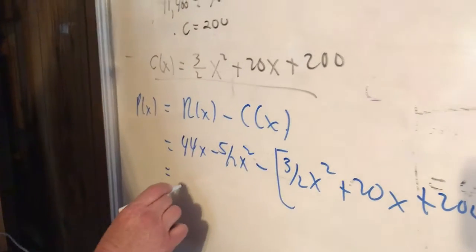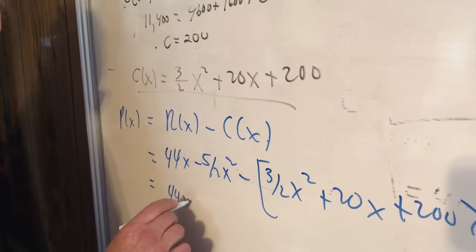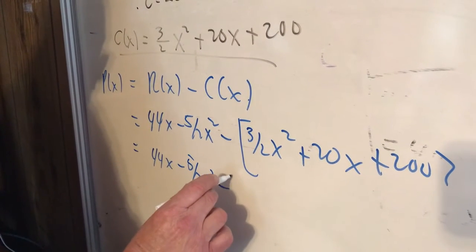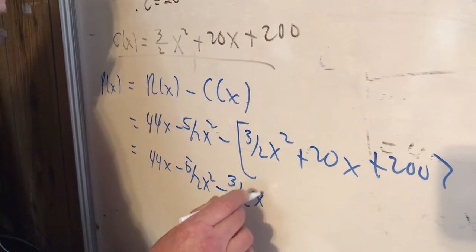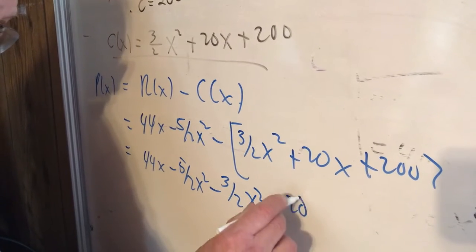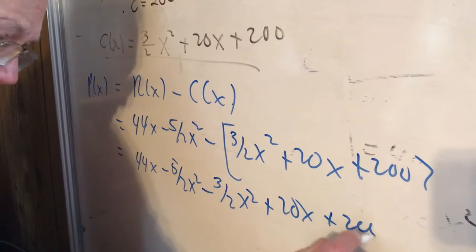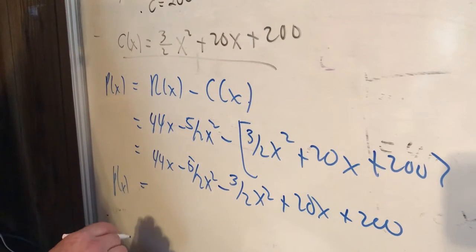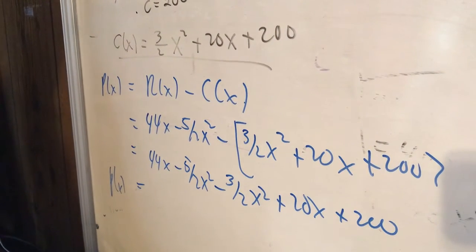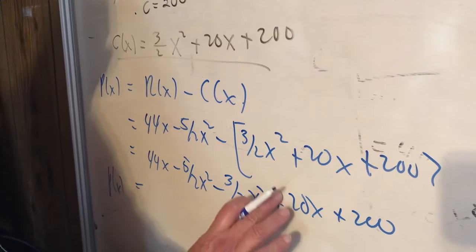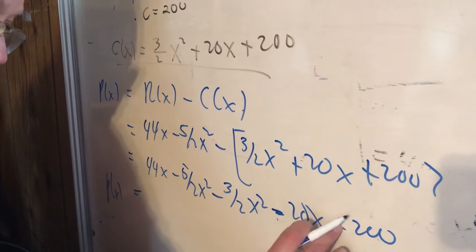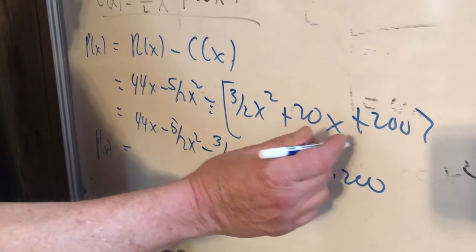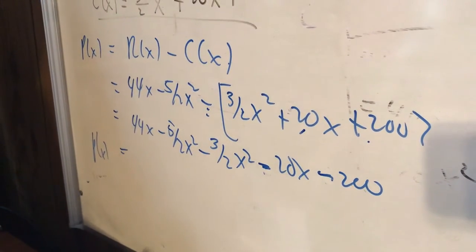Distributing the minus sign, we have 44x minus 5/2 x squared minus 3/2 x squared plus 20x plus 200. Adding 44, I think one is a negative, isn't it? This is going to be a negative, and this is also going to be a negative because I forgot to distribute. Minus times a plus, minus times a plus, minus times a plus.